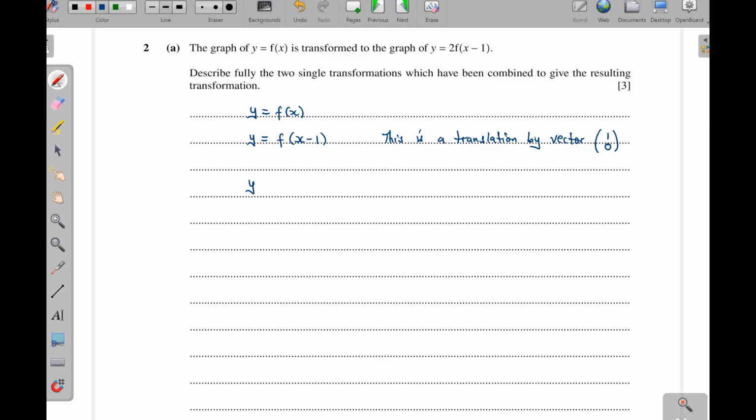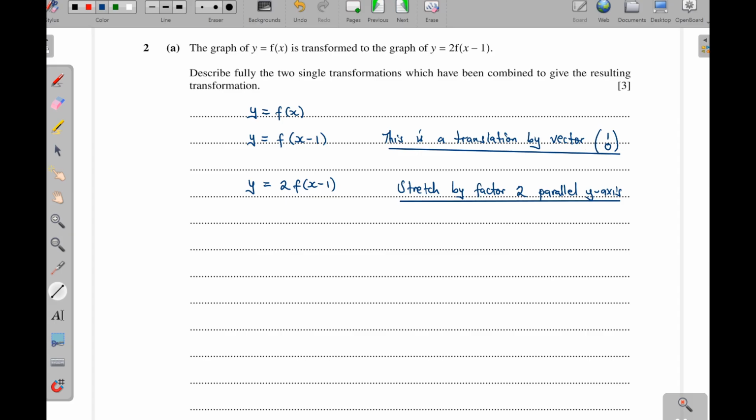Then next we have y is equal to 2 times this. Now we are multiplying a function by something, so that one becomes a stretch. This is a stretch by factor 2, of course, parallel to y-axis. And these are the two transformations that we need. This one here and this one here.